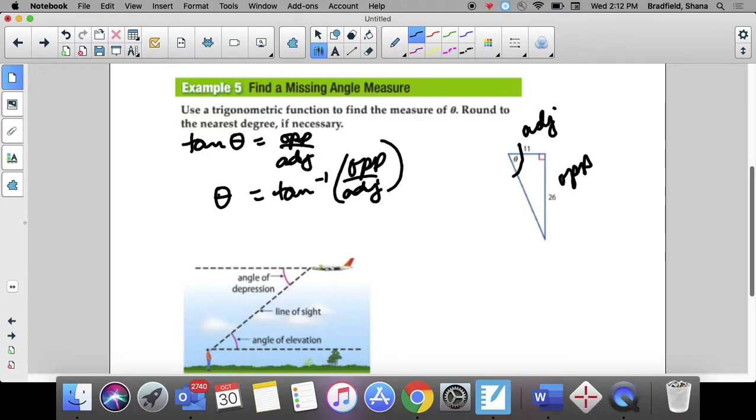So that's what I'm going to do. I'm going to do the inverse tan of the opposite over adjacent, which is 26 over 11. And we'll get an approximation for that. It says round to the nearest degree, and it is about 67 degrees.